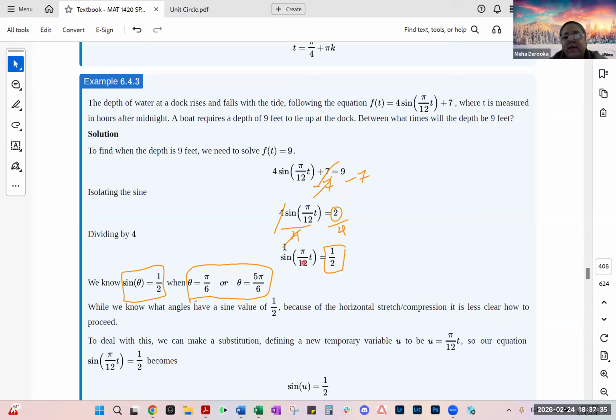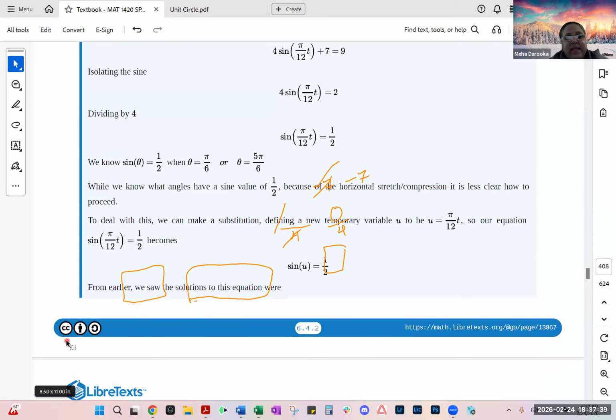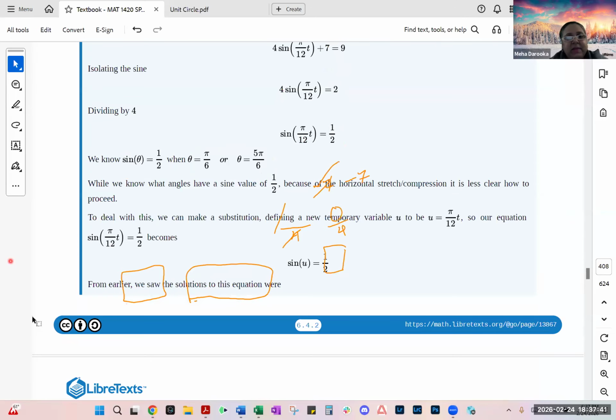Yes, I believe it will be a compression. So how do we deal with that? That's the next part here. So let's take a look at it. To deal with this, we need to make a substitution. In official terminology, guys, we would call this u substitution, because you're using the variable u to temporarily replace pi over 12 times t.